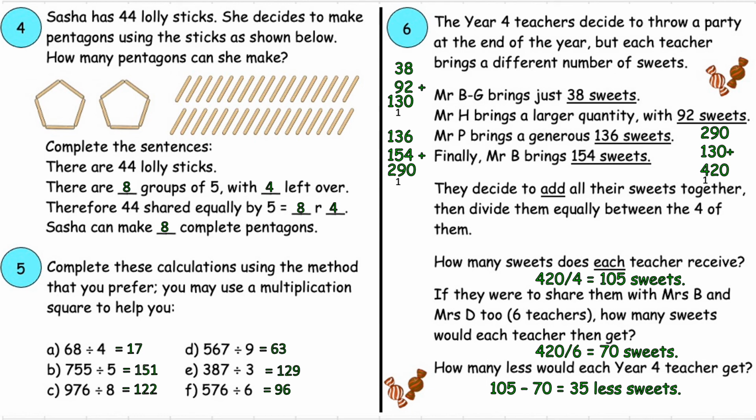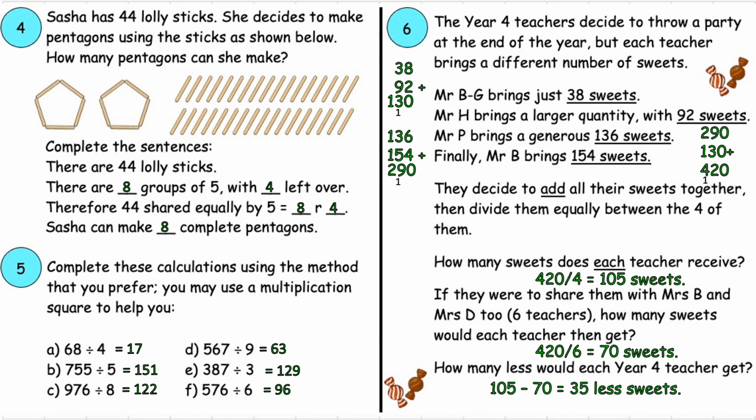And question number 6, there's quite a few steps involved. First of all, we needed to add all the sweets together to find out how many sweets there are in total. And to do that, I've done 38 plus 92 equals 130. Then Mr. P's 136 plus my own 154, which equals 290. Then I've added them 2 answers together, which equaled 420.